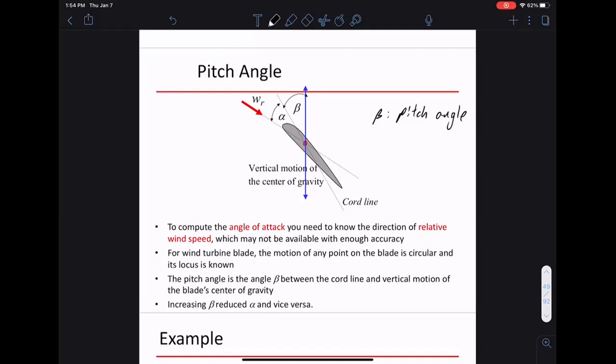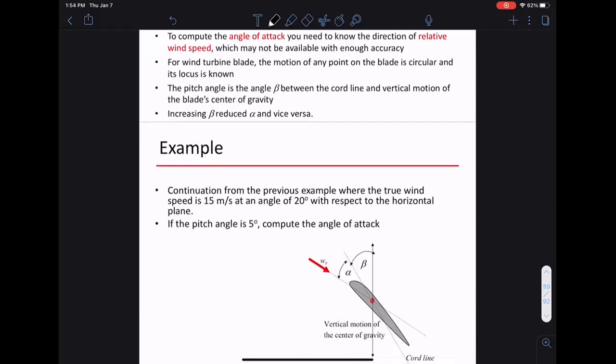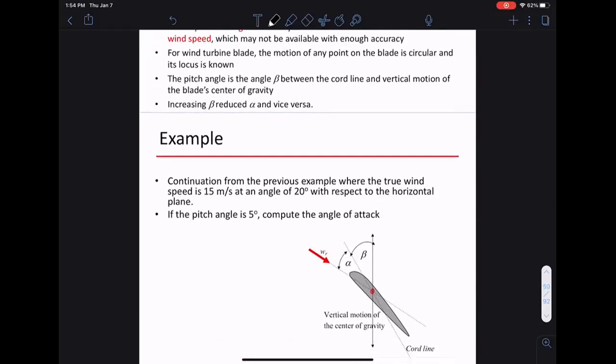All right, so the idea is you can increase beta to reduce alpha and vice versa. There's no new information, but this is a useful idea to have. This is an easier way to calculate. So let's look at one example, then talk about why it's easier to use in practice.